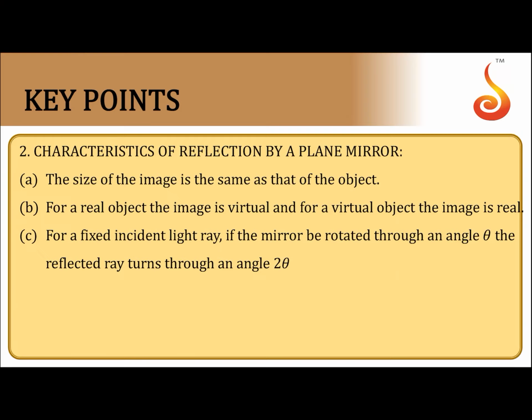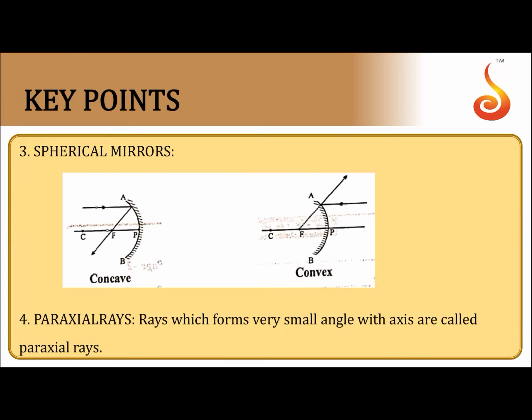Let us come to reflection through a plane mirror. What are the key points here? The size of the image is the same as that of the object, and for a real object there will be a virtual image, and for a virtual object there will be a real image. The third point is, for a fixed incident light ray, if the mirror is rotated through an angle theta, then the reflected ray turns through an angle 2 theta, double the angle, and in the same sense also.